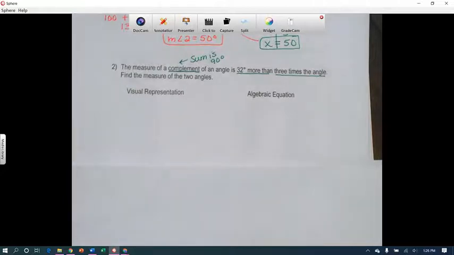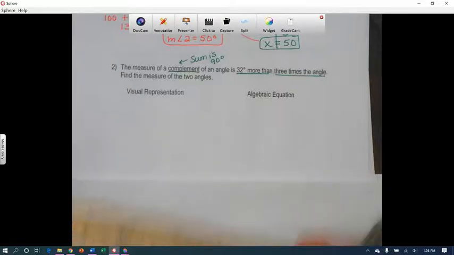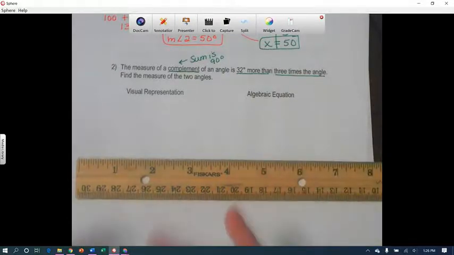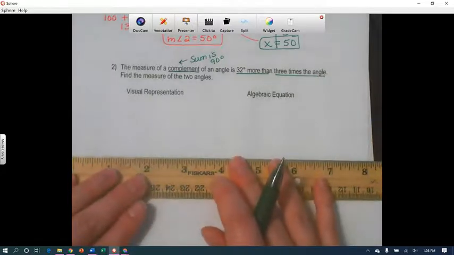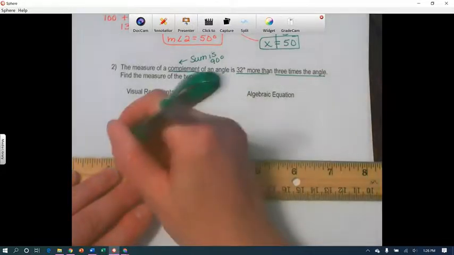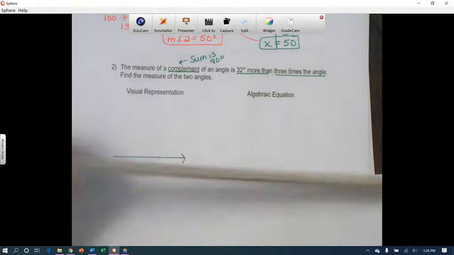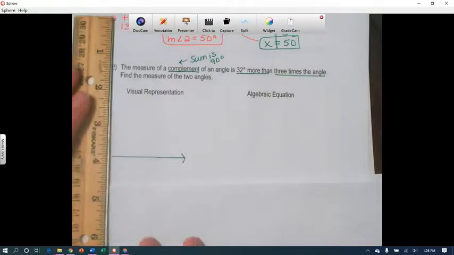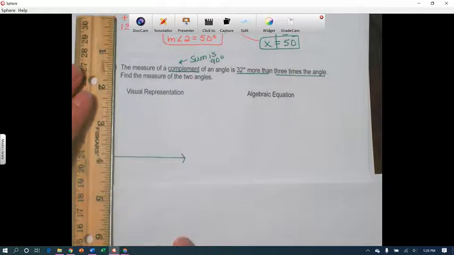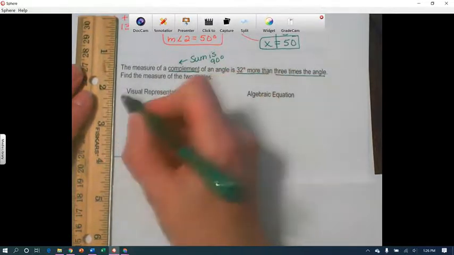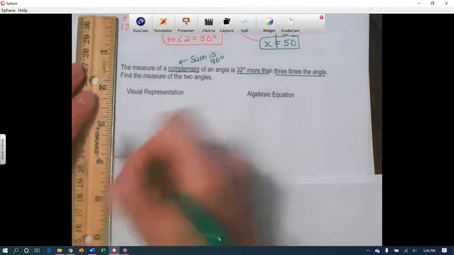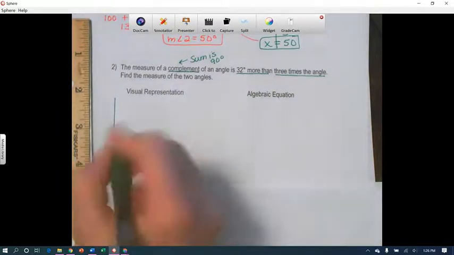Just like I did in the previous problem, I am going to draw a picture, so I can put this information on the representation, which helps me make sense of what is being asked. I know that I have to draw a 90-degree angle. Remember, 90 degrees is when the two rays are perpendicular to each other. Perpendicular means they form this right angle, this 90-degree angle here.